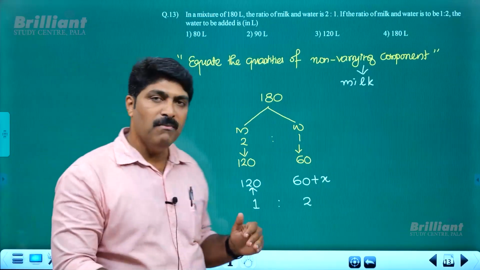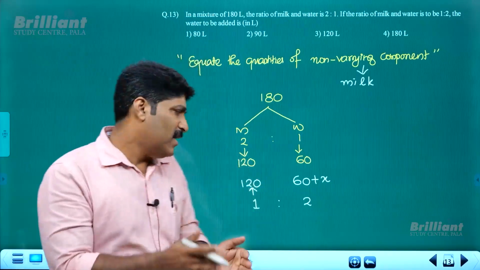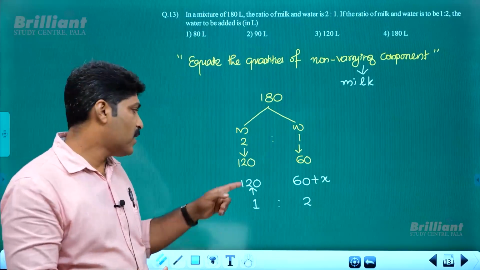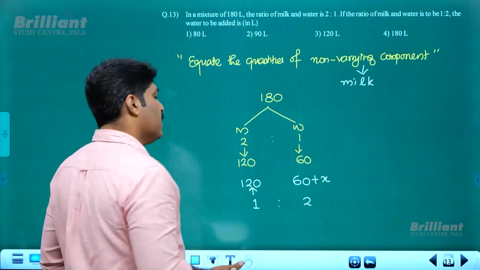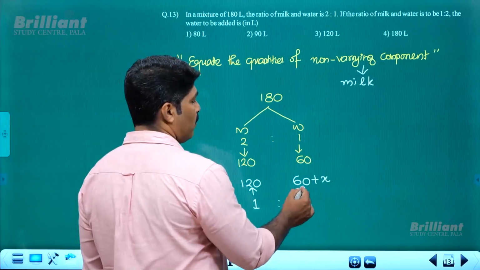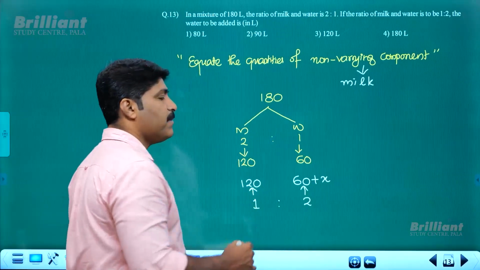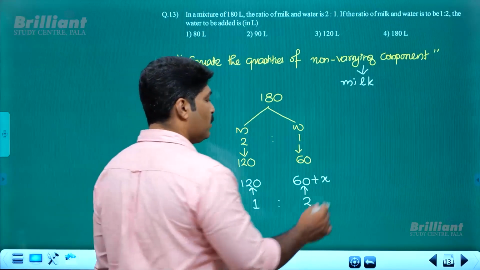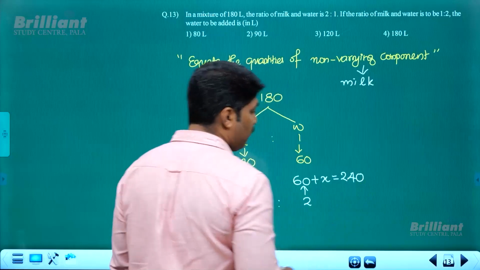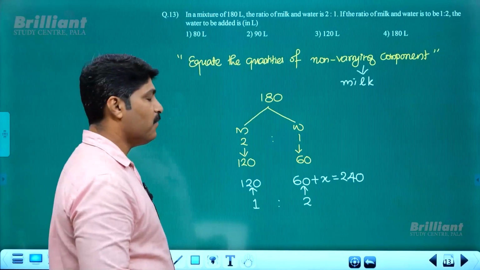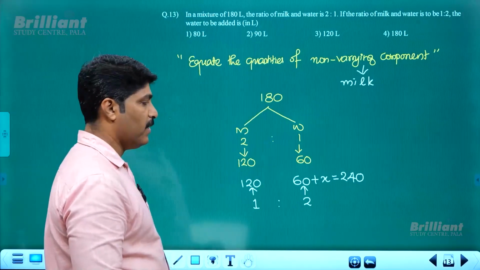What was the quantity of milk initially? Even in the final situation the quantity of milk is the same. That's also 120. Here, 2 is representing how much? As 1 is representing 120, this 2 is representing twice of 120, which is equal to 240.